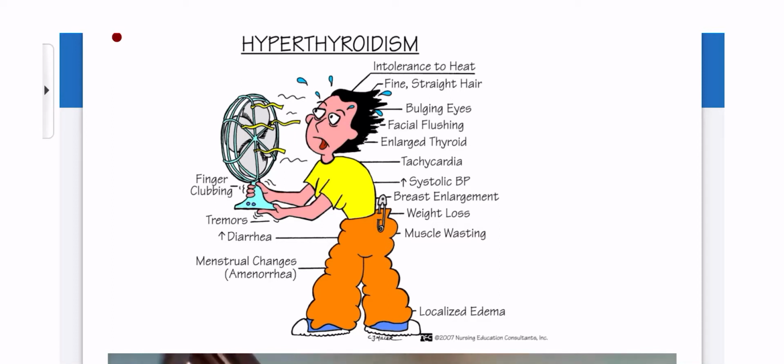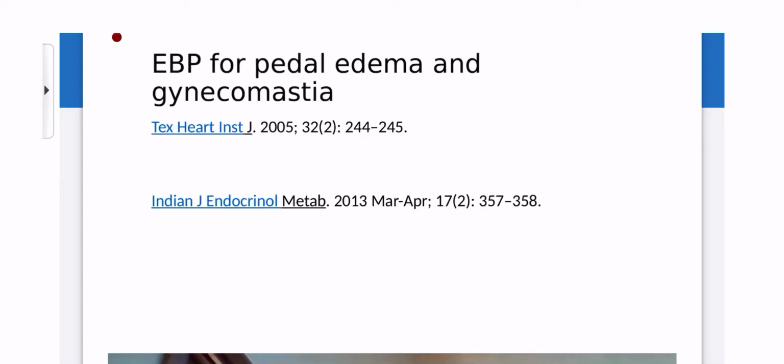Okay, and you can look over the rest of these, but you get the picture of how this person is really having a hard time here. Oh, and here's our source for the gynecomastia.